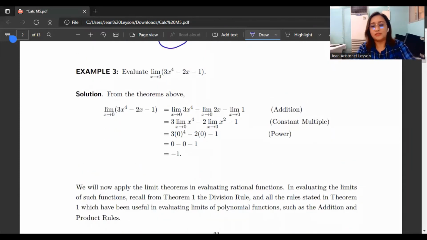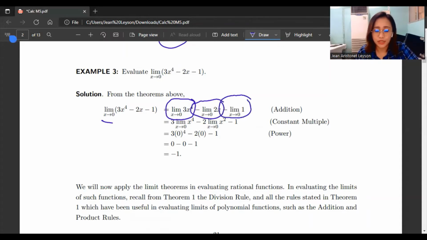Example number 3, we still have a polynomial function. Evaluate the limit of the function 3x to the 4th power minus 2x minus 1 as x approaches 0. So still, we can apply different theorems here. So again, distribute the limit to each of the terms in the function. So we have here the limit of 3x to the 4th as x approaches 0 minus the limit of 2x as x approaches 0 and the limit of 1. That's minus limit of 1 as x approaches 0.